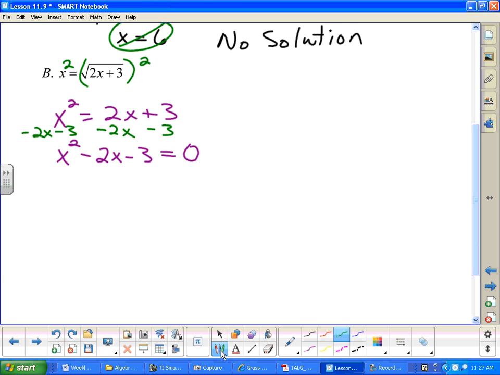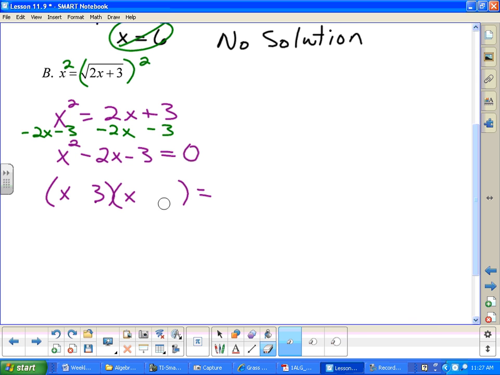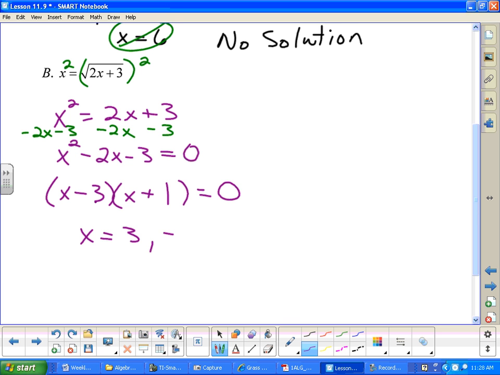So what are the factors of negative 3 that add up to negative 2? 3 and 1. Are this 3 and this 1 both positive, both negative, or what? One's positive, one negative, to get negative 3. Which one's which? Negative 3, positive 1, equals 0. Everybody remembers how these work, right? The answers are the opposites. 3 minus 3 is 0. Negative 1 plus 1 is 0. So we get x equals 3 or negative 1.